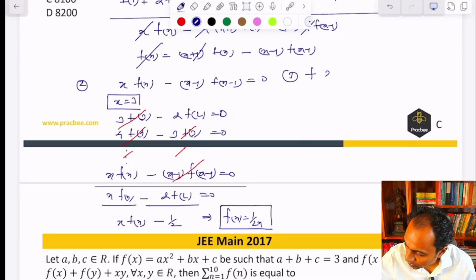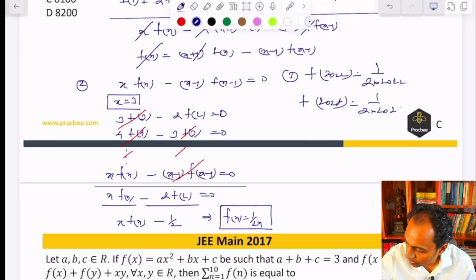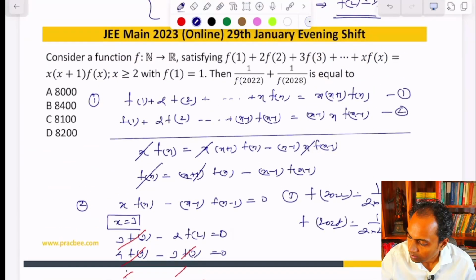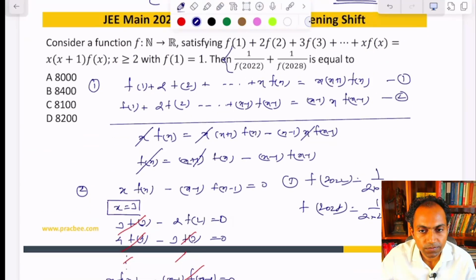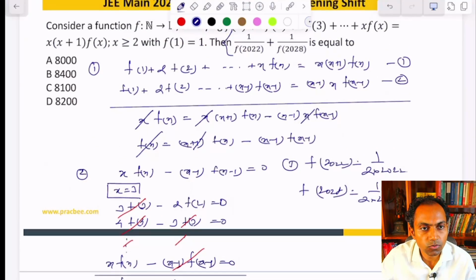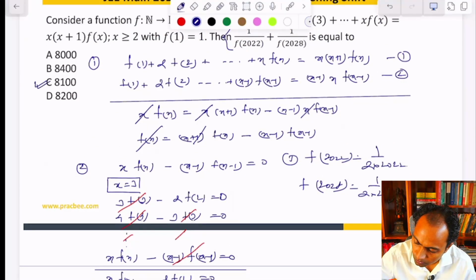Once we have done that, now let us go to the third part where we have to find the value of f of 2022. This will be 1 by 2 into 2022. And f of 2028 will be 1 upon 2 into 2028. Now if I put all of these values and add their reciprocals, my answer comes out to be 8100.